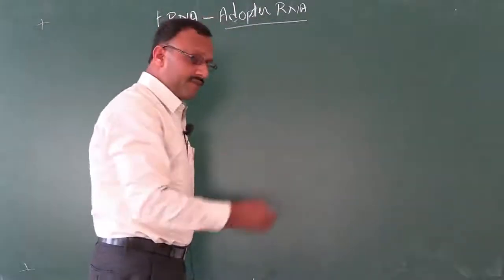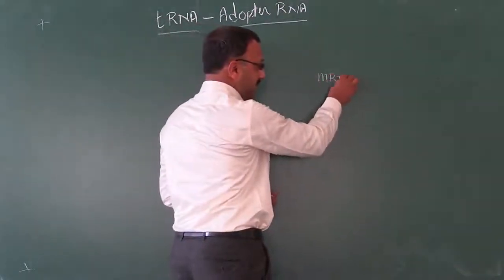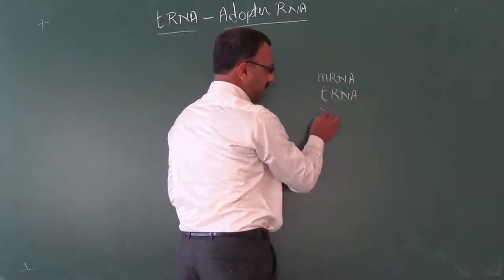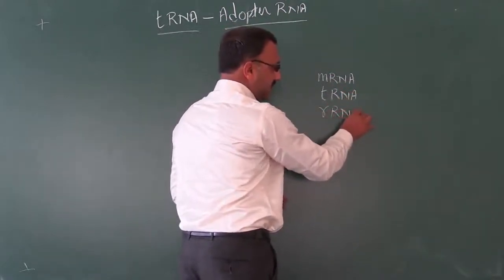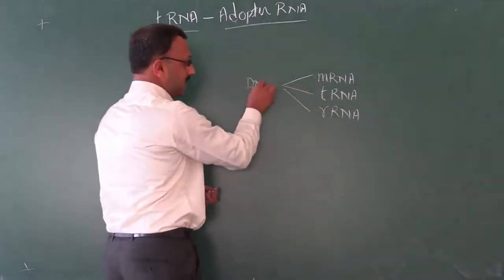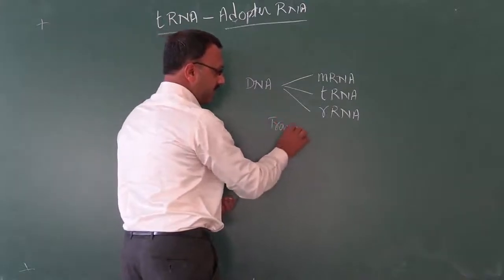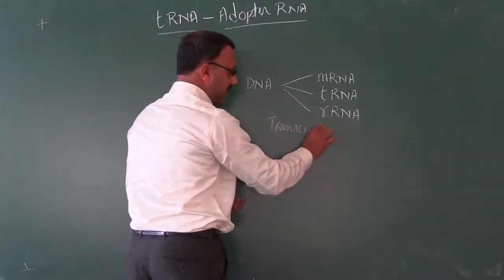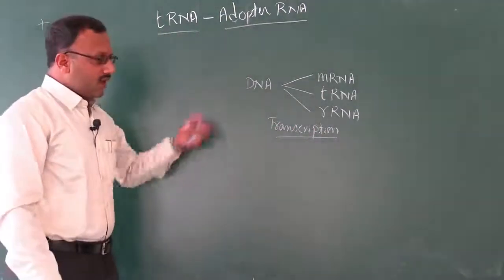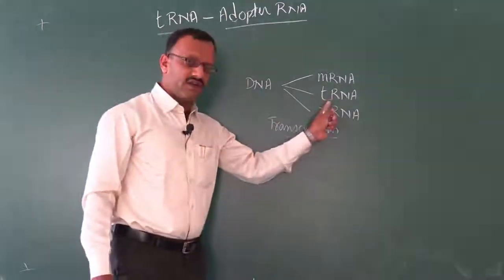All these three forms of RNA, that is mRNA, tRNA and rRNA, are going to be synthesized from DNA by means of a process called transcription that we already learned in the previous classes. Now, one of the forms of RNA called tRNA we are going to learn today.